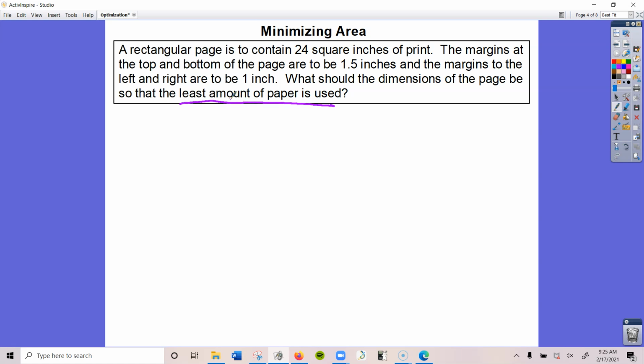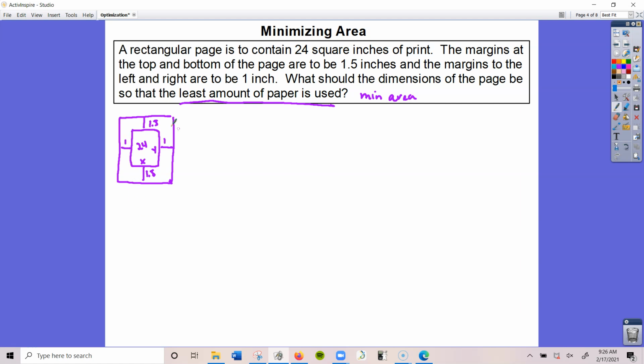Whenever you're given a question asking about the least amount of anything that is used, what they're talking about is to minimize the area, the surface area. So that's what we have here. So let's just draw a picture so we get a clear idea of what we're looking for. We have our sheet of paper. Here we have the print, which is 24 square inches. I don't know the measurements of this, so I'll call this X and this Y. The margins here and here from the top and bottom are 1.5, and to the left and the right are 1 and 1.